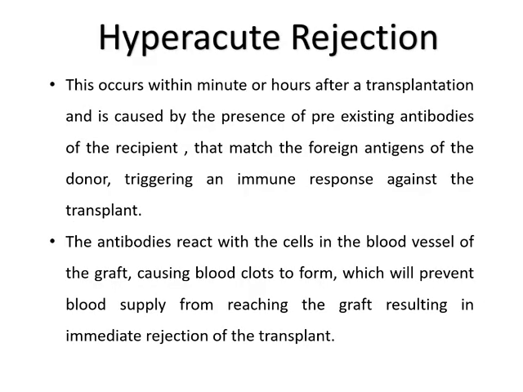Hyperacute rejection. This occurs within minutes or hours after a transplantation and is caused by the presence of pre-existing antibodies in the recipient that match the foreign antigen of the donor. So it triggers an immune response against the transplantation. The antibodies react with the cells in the blood vessels of the graft, causing a blood clot to form, which will prevent blood supply from reaching the graft, resulting in immediate rejection of the transplantation.